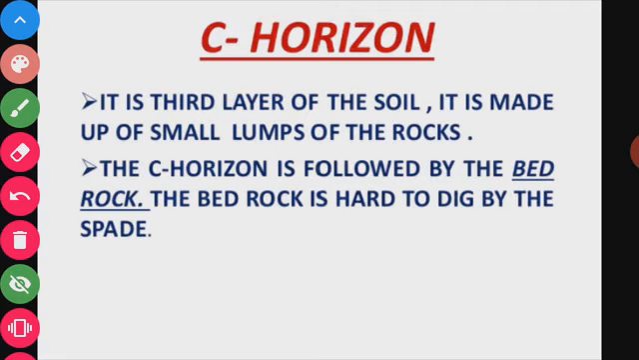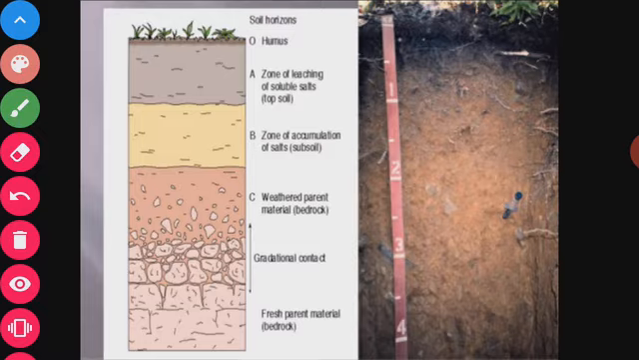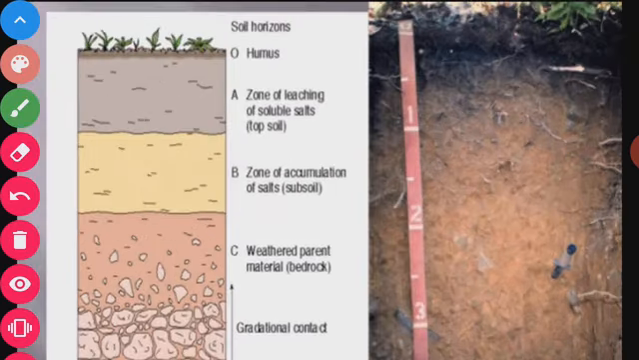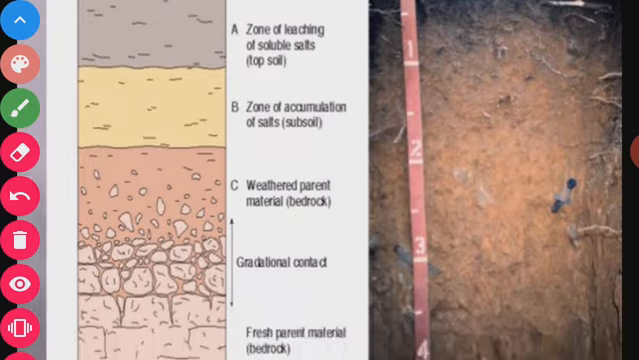These are the different horizons. These different horizons are together called the soil profile: A horizon, B horizon, and C horizon. On top of the A horizon, there is a small thin layer called the O layer. In this structure, you can see the O layer on top of the A horizon. After that come the A horizon, B horizon, and C horizon.